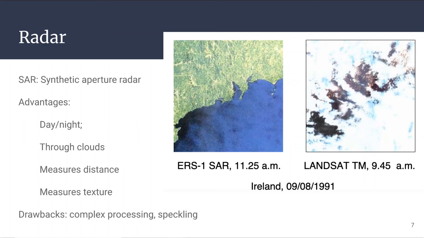In addition to imaging the ground through heavy cloud cover, you can take images of both the conditions during the day and during the night. So you get a larger temporal window with which you can actually image the ground. You can also get accurate distance information. So a lot of that information on elevation comes from radar. Radar can also allow you to measure texture of an object.